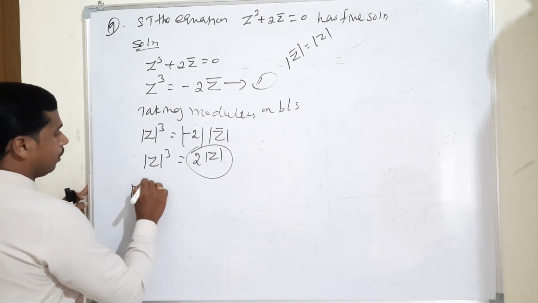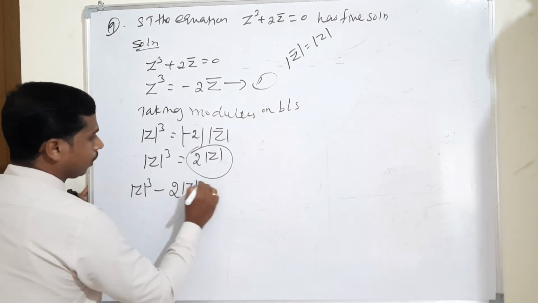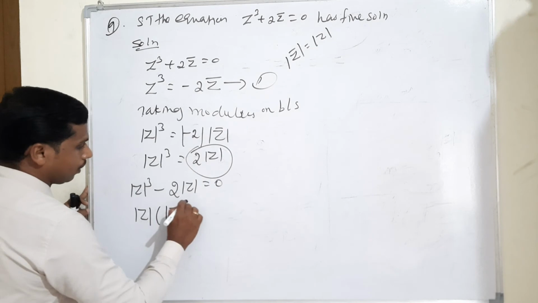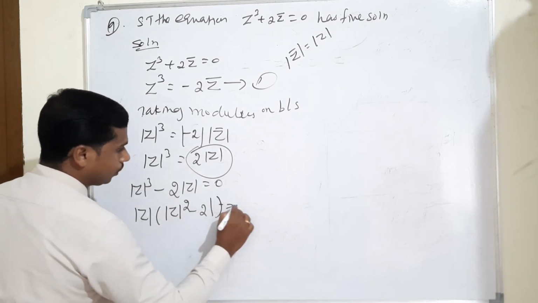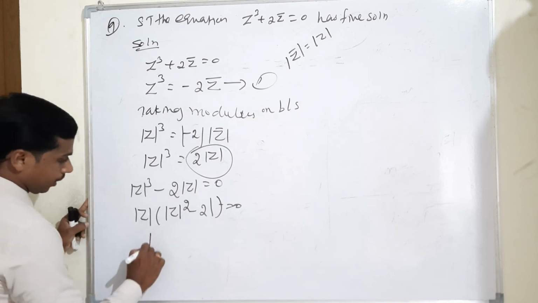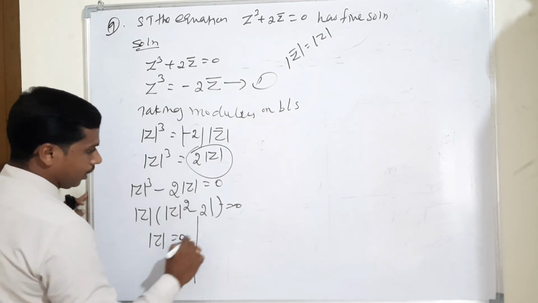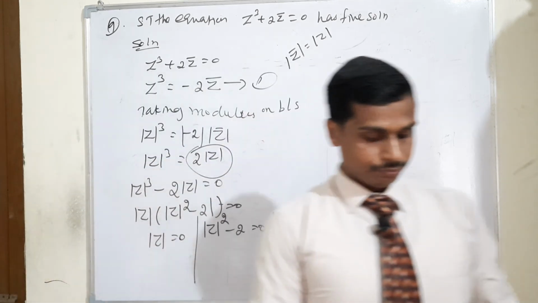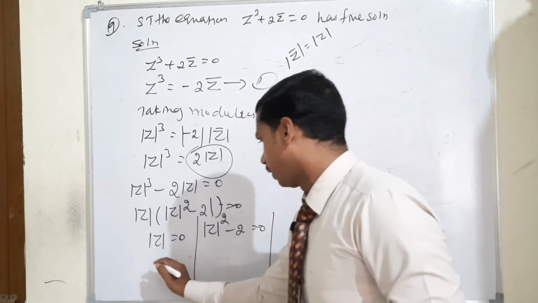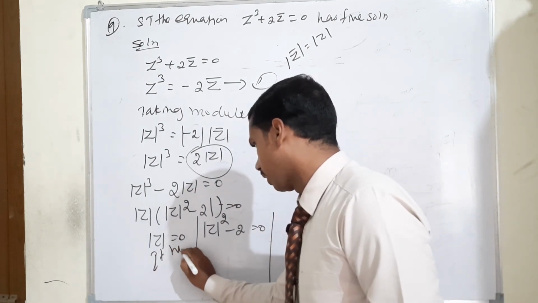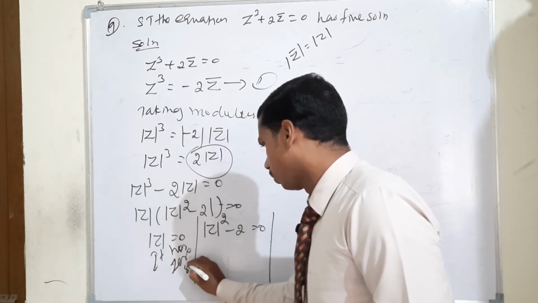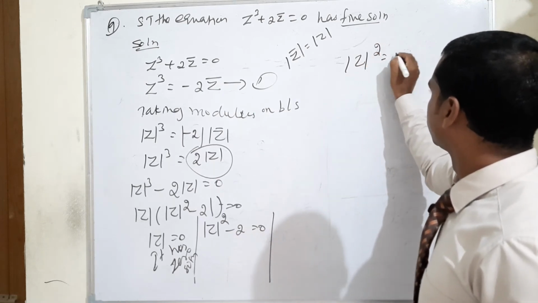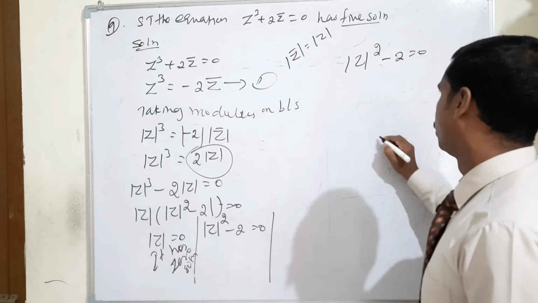Again bringing the opposite term to the left hand side, what will happen? Modulus of z cube minus 2 modulus of z is equal to 0. Again modulus of z take common outside, inside what will happen? Modulus of z square minus 2 is equal to 0. Again if we make separate terms, first term modulus of z is equal to 0, second term modulus of z square minus 2 is equal to 0. So now this we can write directly, it has 0 solution, but we need 5 solutions. Okay, second one, modulus of z square minus 2 is equal to 0.